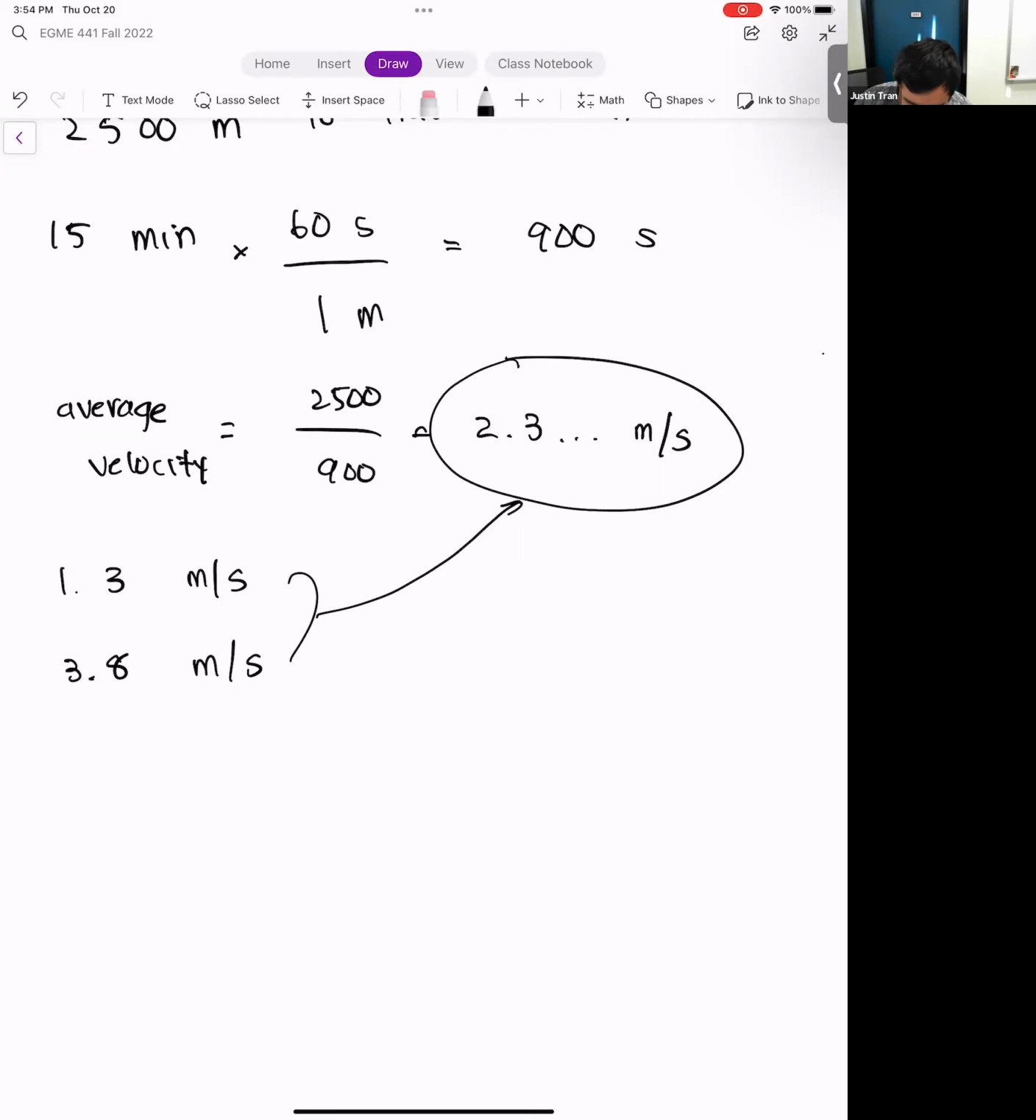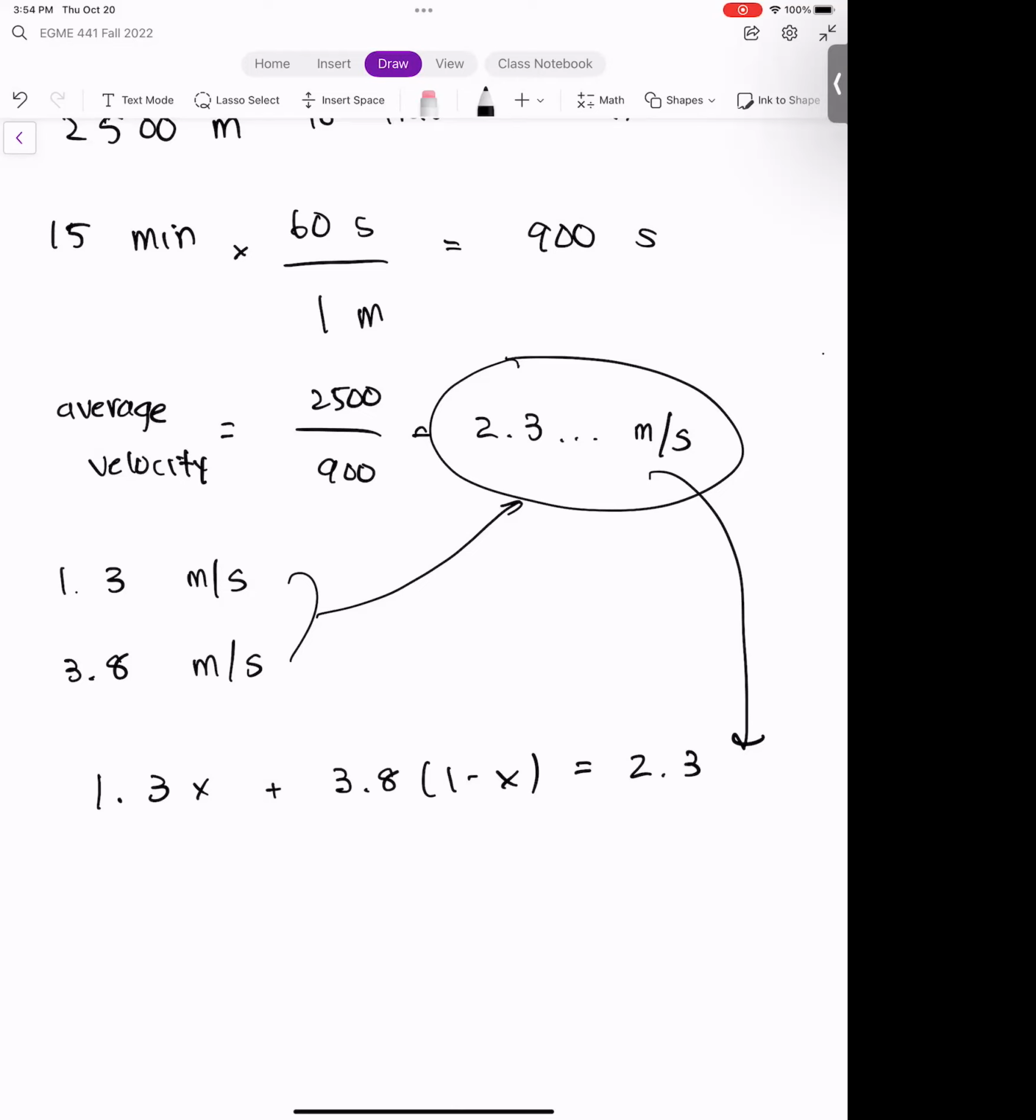So these two together in some proportion have to average to 2.3. So you can do 1.3 times x plus 3.8 times 1 minus x, and this should equal your 2.3 from up there. Here, x is the proportion of time that you're going to be spending walking. That's how you get the ratio for the answer.